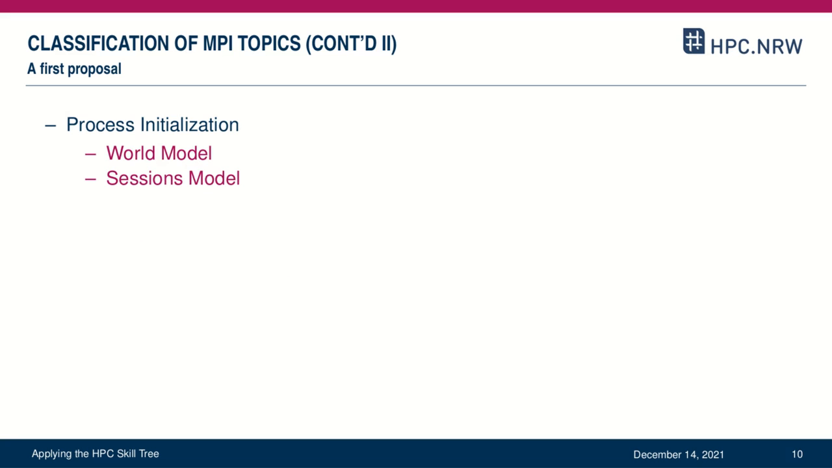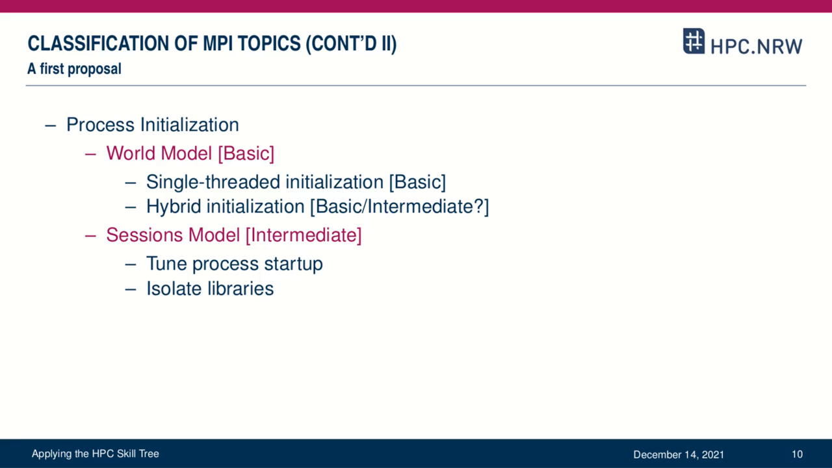Then with MPI 4.0, we have to cover different process initialization models. And so the basic one, which is now called the world model, with MPI_Init and MPI_Init_thread, that is something that is needed. Otherwise, you can't write a single correct MPI program. And if you have an MPI-only application, like single-threaded initialization, that should be taught everywhere.